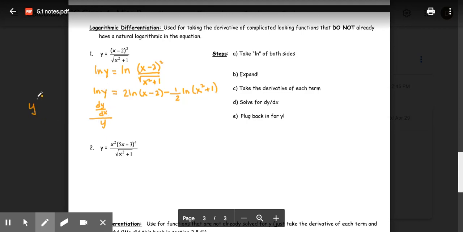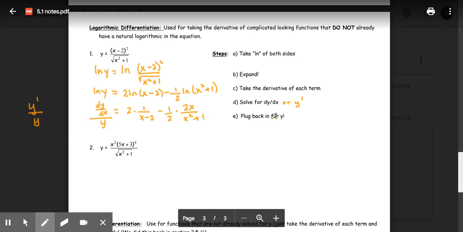You could also write it as y prime over y if you want to. So you're going to solve for dy over dx or y prime, however you want to write it. Some of you think y prime is probably easier to write than dy over dx. It's your choice. We just learned it as dy over dx before, but it's the same thing. So 2 times the derivative of the inside here is 1 over the inside minus 1/2 times the derivative of the inside here is 2x over the inside.